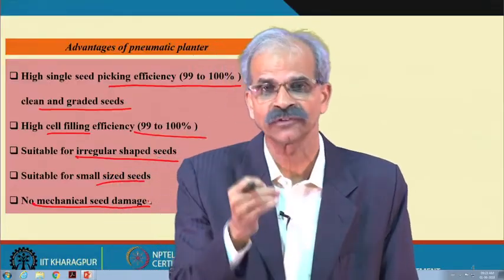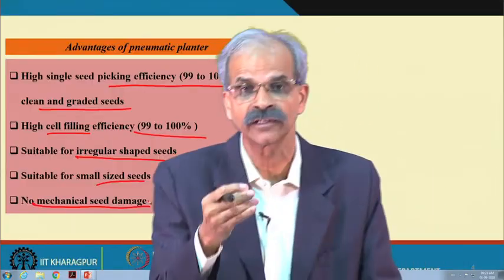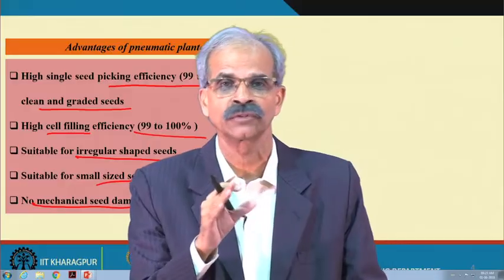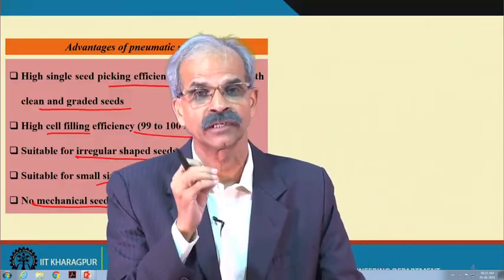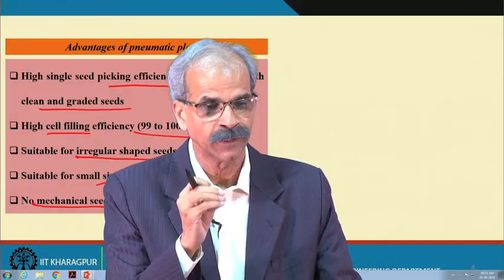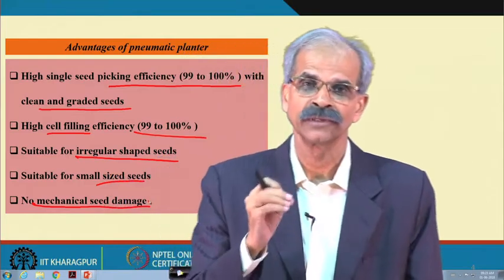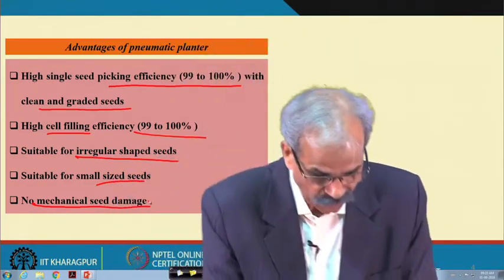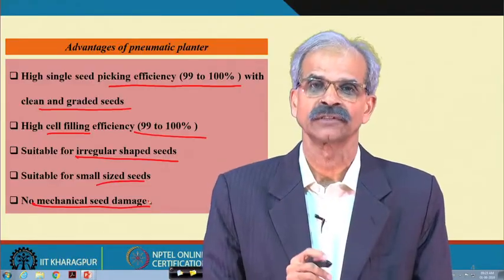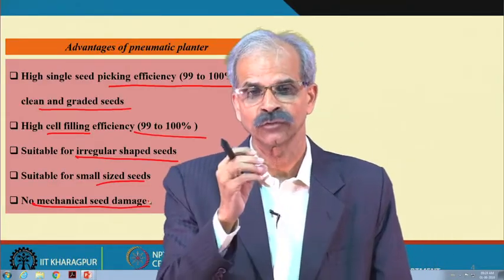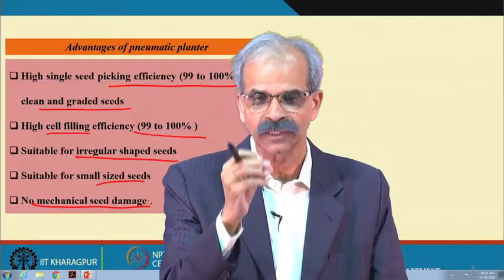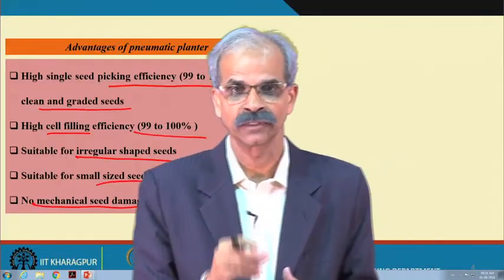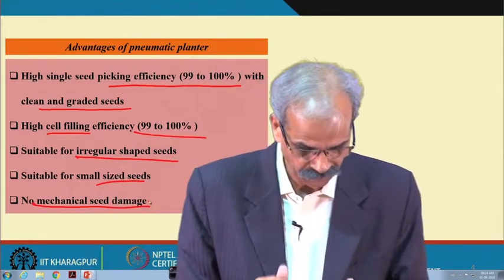There could be a superficial damage, there could be a yield critical damage, because the superficial damage may not lose yield, but a critical damage will be responsible for yield loss, and that will not happen in case of this pneumatic seed drill. This is the beauty of it: the seed will simply be taken from the hopper and transported through an air medium into the soil.